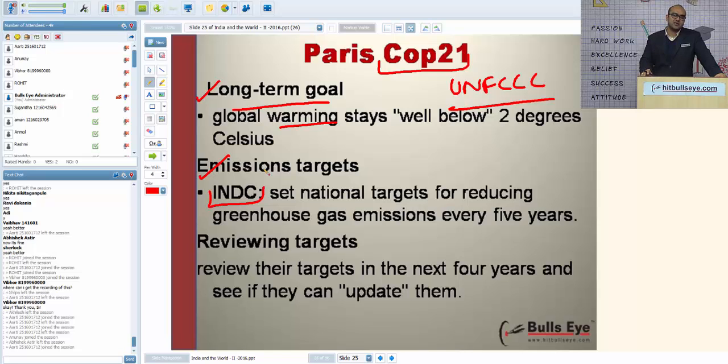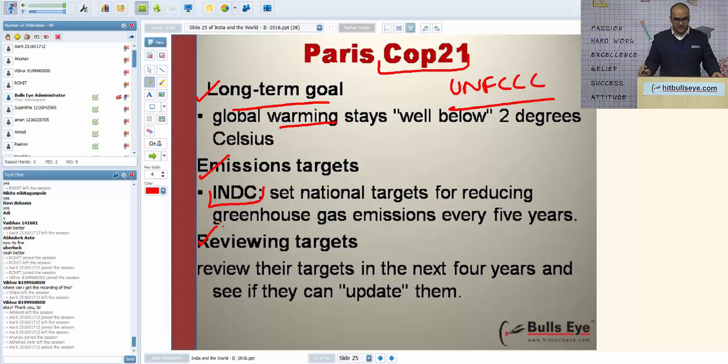Second difference is that the countries who flouted Kyoto Protocol norms were punished or censured, right? They were liable to be punished if they flouted the norms. However, in case of INDC targets, if the country does not adhere to the limits that it sets for itself, there is absolutely no punishment involved. So again, this particular agreement seems to be quite infructuous, right?